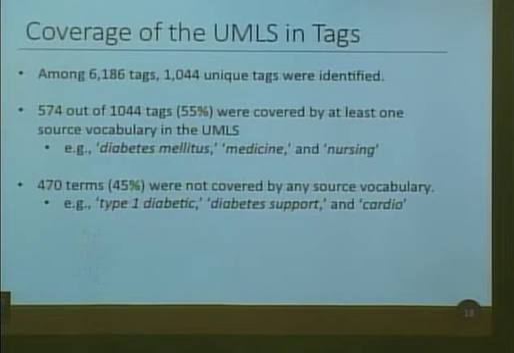Okay. And we assess the coverage. We found that among these 6,000 tags, there are 1,000 unique tags identified. Out of these 1,000 tags, about 500, around 55%, can be covered by at least one source vocabulary in the UMLS, and about 470 terms cannot be covered by any UMLS source vocabulary. Some of these tags are actually pretty meaningful, like type 1 diabetic, diabetes support, or cardio. They are actually pretty frequent, as you will see in our later slides, which means that users like to use these kinds of terms.